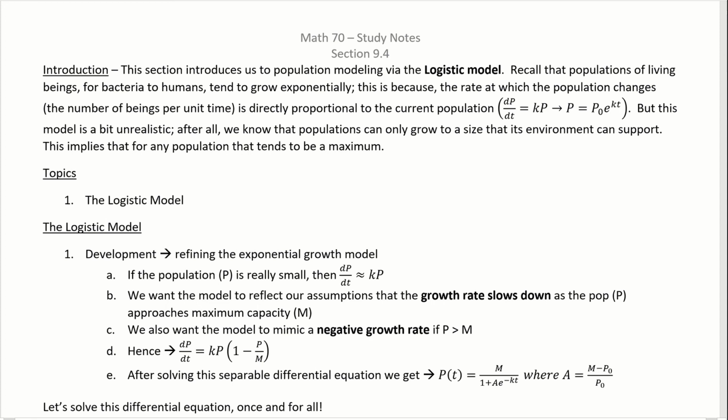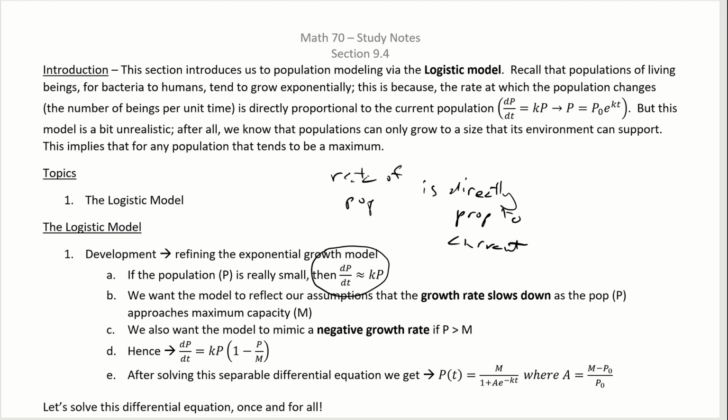This section starts off saying exponential growth model, and they do talk about this particular relationship. What it's saying in words, if we were to write this, is dP/dt, the rate of population growth, is directly proportional to current population. I think we've seen this before: the rate at which it is changing with respect to time, you do a proportion on it. So it's k times P.